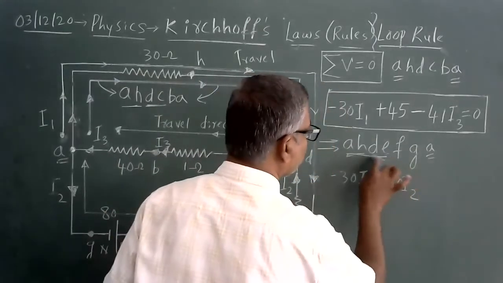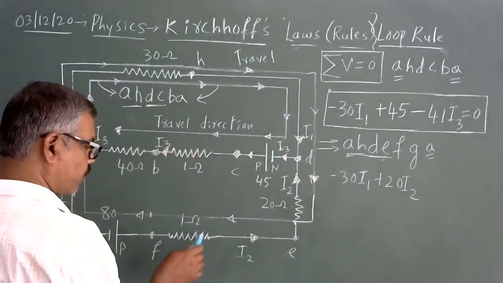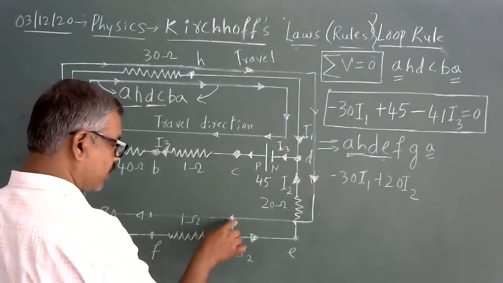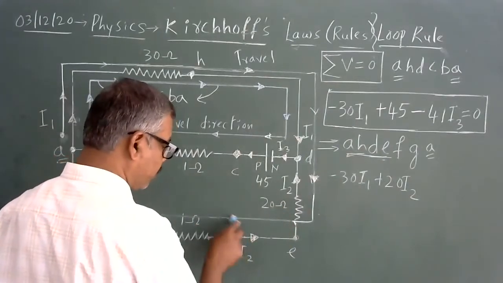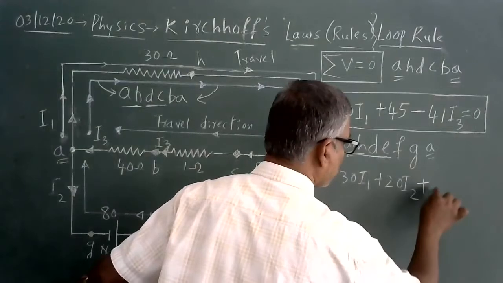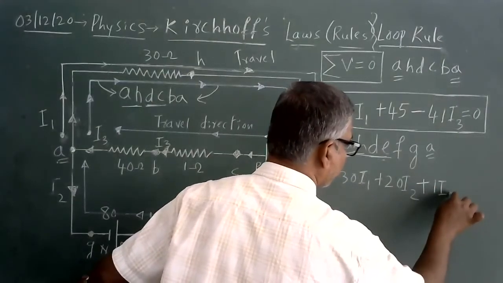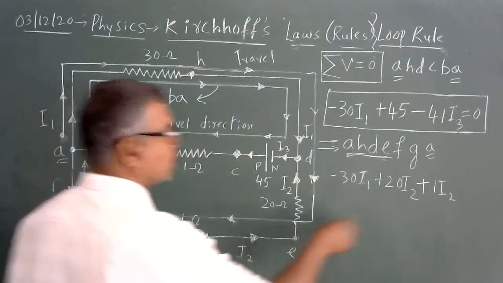Now, I move from D to E over. I move from E to F. Again, there is a resistor of 1 ohm. Look at the arrow marks: the direction of travel is from right to left and the direction of current is from left to right. Both are opposite. Hence, again the product means plus 1 I2. Product means 1 ohm into current. Current is I2, so 1 into I2.